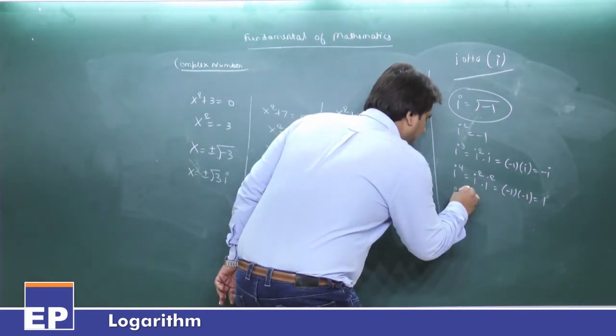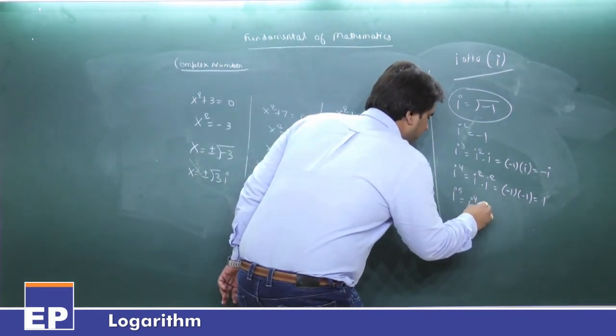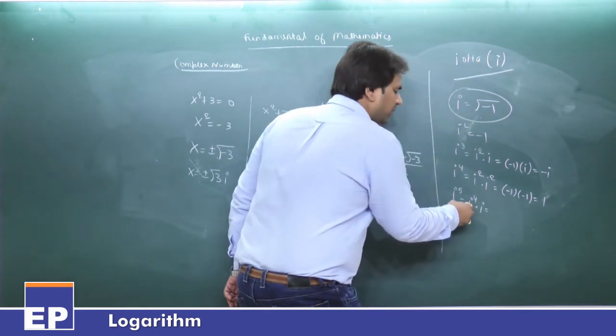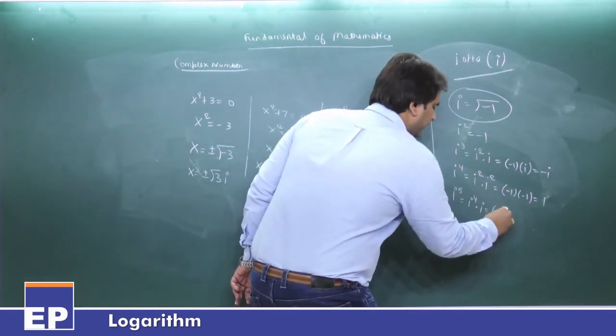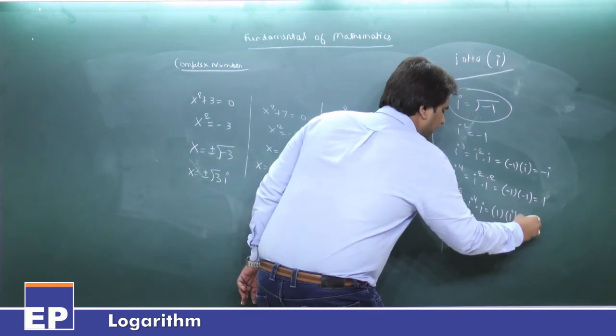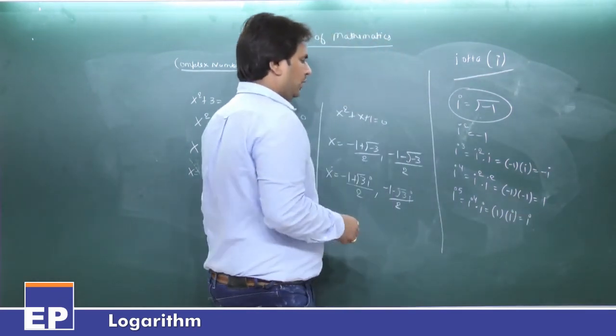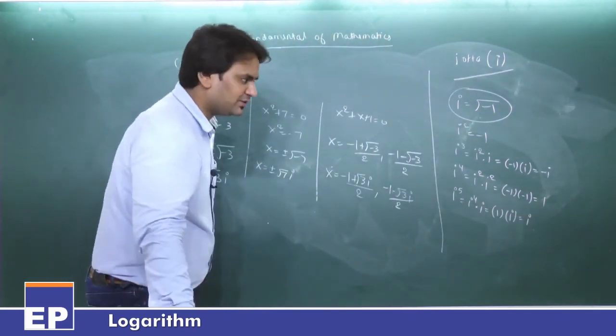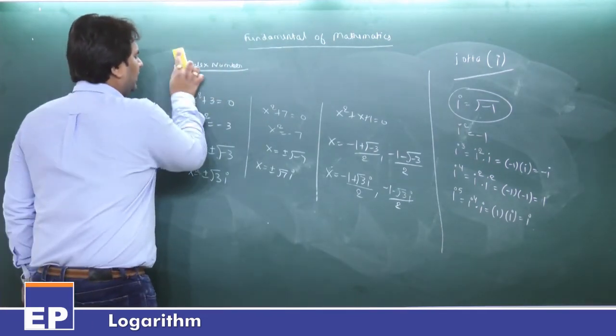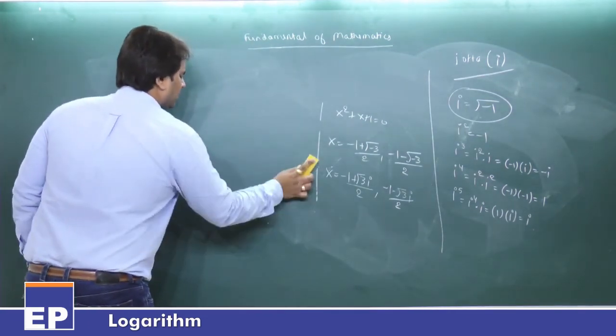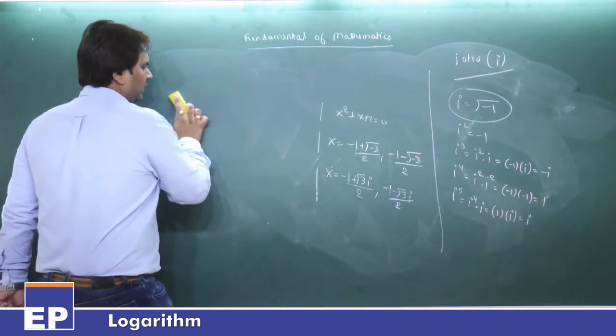What is iota to the power 5? That will become iota to the power 4 into iota. What is iota to the power 4? It is equal to 1 multiplied by iota, that will become iota. Okay, I will calculate some more powers of iota. Let's see what will happen.